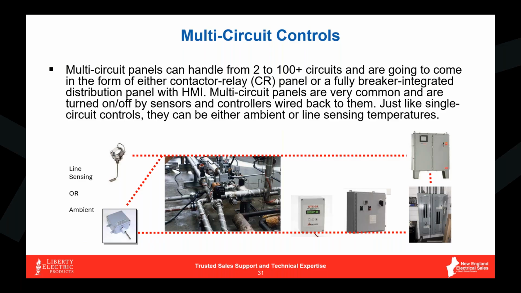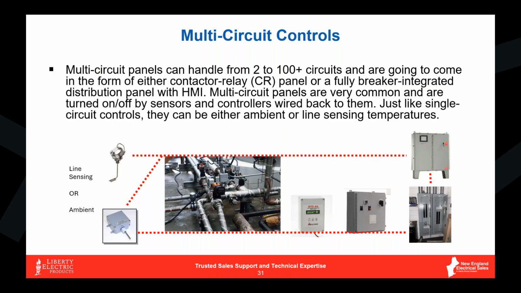Okay, it's just going to be in a larger panel form and with a whole lot more circuits than 1 or 2. So, again, very common for us to have multiple circuits where we're going to need one of these larger control systems out there like that. So I kind of made a very crude diagram here of how you basically get the signal back to both a breaker integrated, fully HMI'd, every option available type of panel, or a contactor relay.